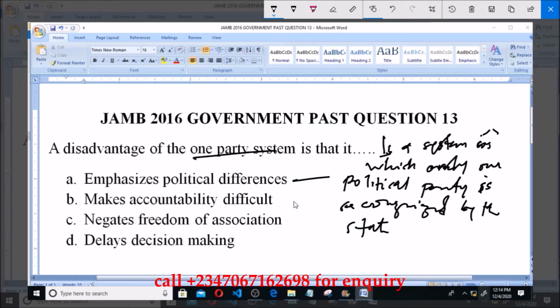B says makes accountability difficult. C says negate freedom of association. D delays decision making. Since it is only one party that exists, then the freedom of association in order to join that party is not available. So it negates other party or freedom of association. So option C is correct.